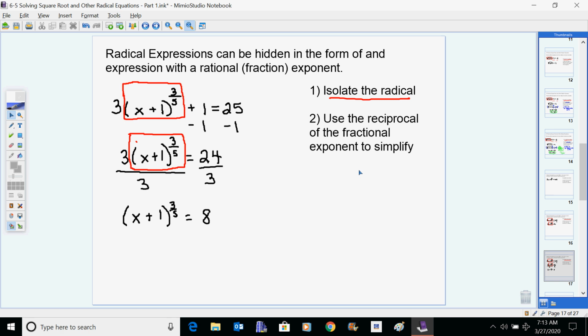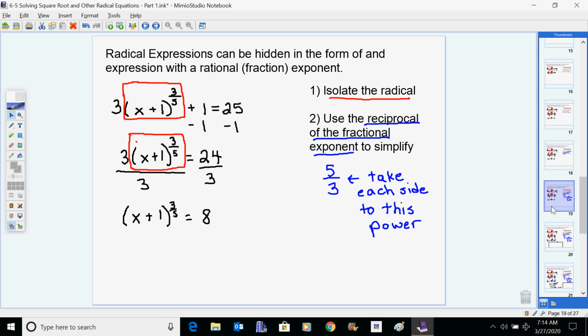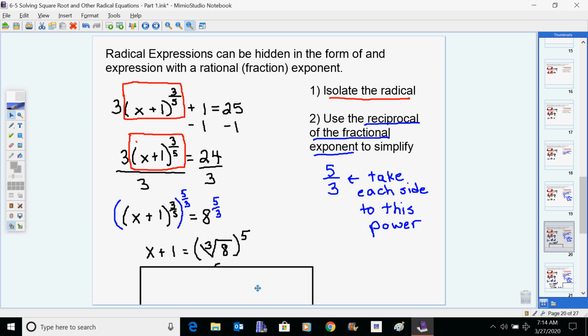Then step 2, use the reciprocal of the fractional exponent. Remember what a reciprocal is: when you flip over the fraction. The reason this helps is because a power to a power is going to make them cancel out. 5/3 is the reciprocal of our exponent. We want to take both sides to the 5/3 power, because look what happens here. Power to a power multiplies exponents. 3/5 times 5/3 is 1. So that's why x plus 1 is now completely freed up.